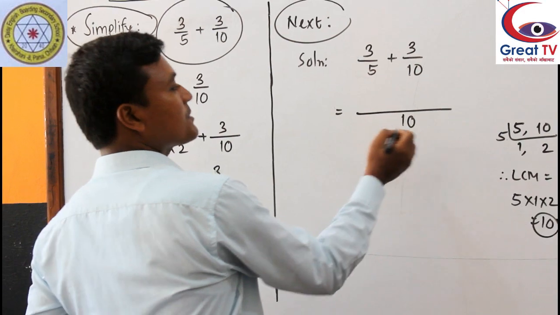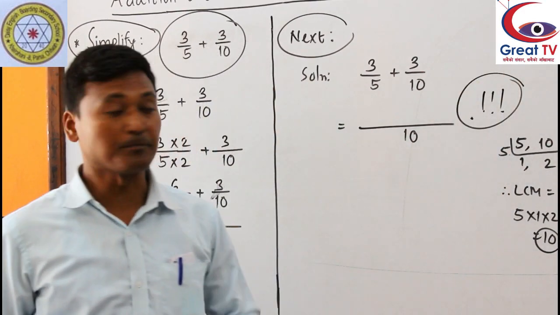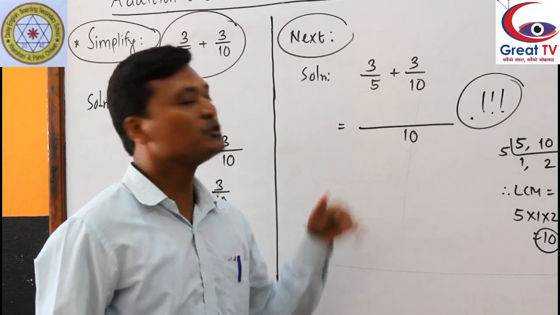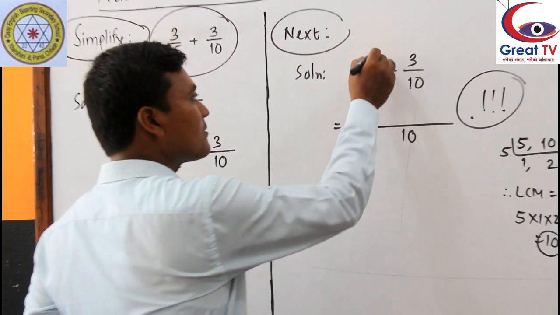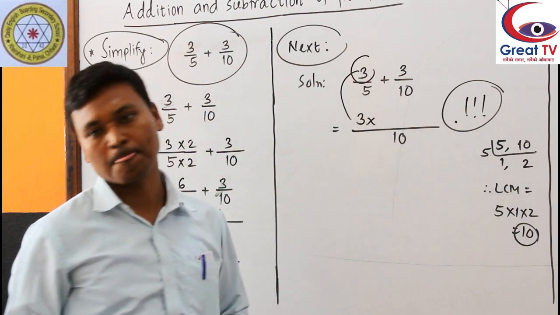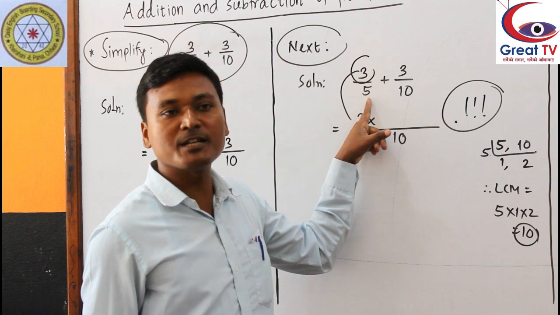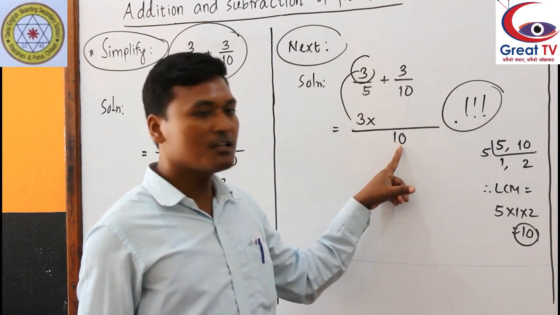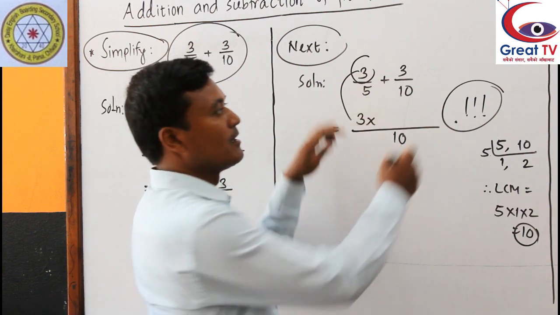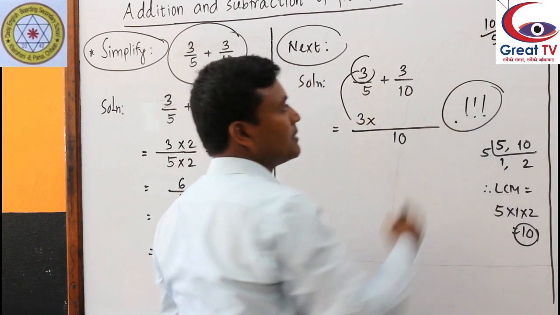Then after, the next step, be careful in this step, because if you know this step, you can simplify easily. Write the first numerator over here, then times. Then what is the LCM over here? 10. What is the first denominator? 5. LCM 10, first denominator 5.